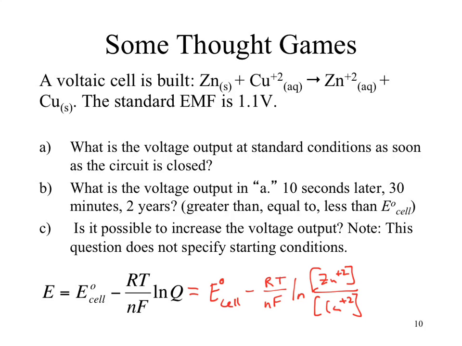So in case A, what is our cell potential for that reaction? 1.1 volts. It's exactly equal to our standard cell potential, which makes sense. We're at standard conditions. It should be equal. What happens if we now let that reaction go? Say 10 seconds later, or 30 minutes, or 2 years. What happens to our concentrations?